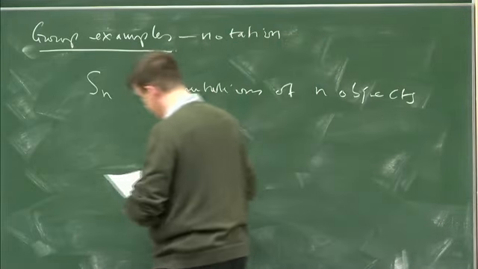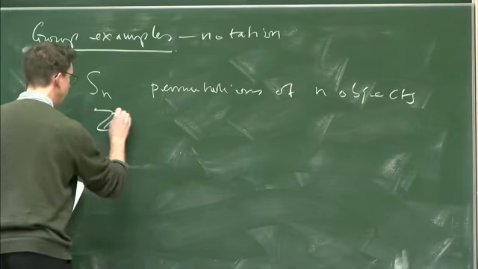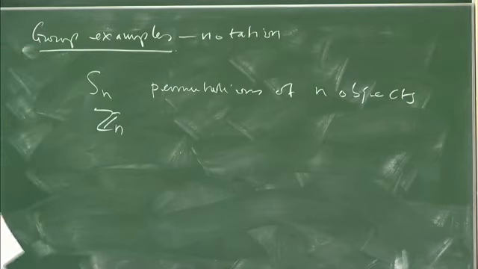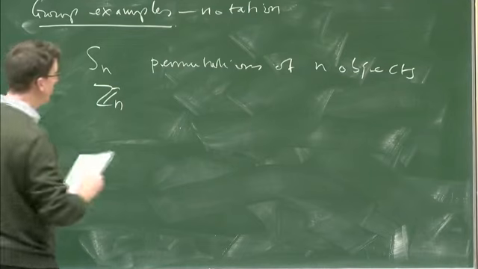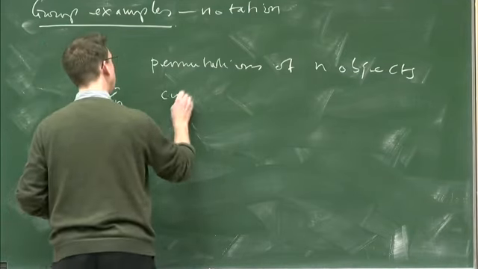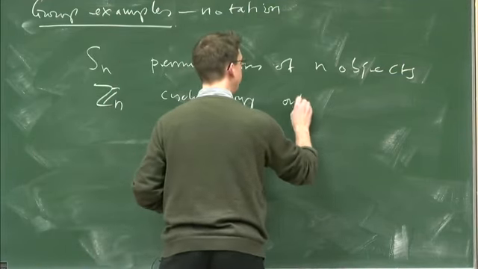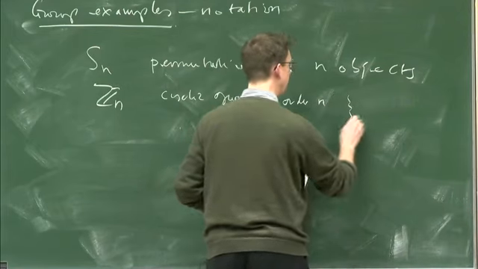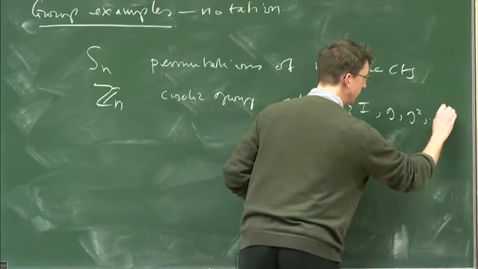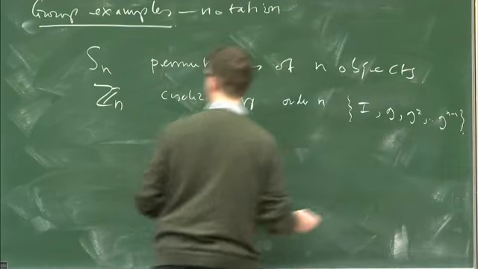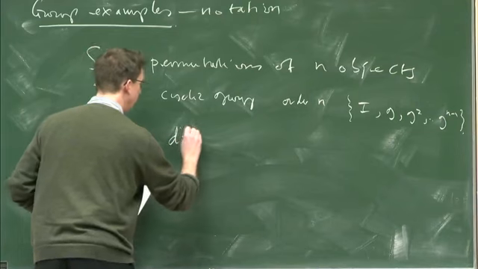So standard notation in the bifurcation world is that Sn is the set of order n factorial of permutations of n objects. Zn is the cyclic group of order n. So in other words, it's a collection of I, g, g squared up to g to the n minus 1, where g is the generator. Dn is the dihedral group.